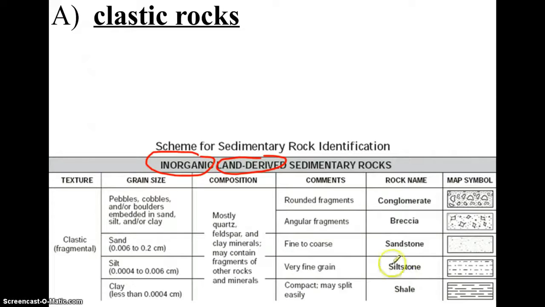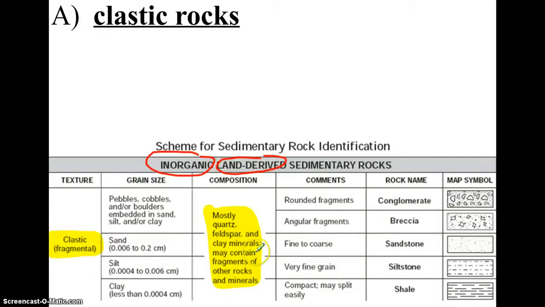that are not living and were never alive. You'll notice that in the texture column, all of these rocks are described as being clastic or fragmental. The word clast means pieces or fragments. These rocks are all made of pieces or fragments of other rocks. You'll notice the composition is the same for all of them. They're made mostly of quartz and feldspar. They have some clay in them, and they may contain fragments of other rocks or minerals.